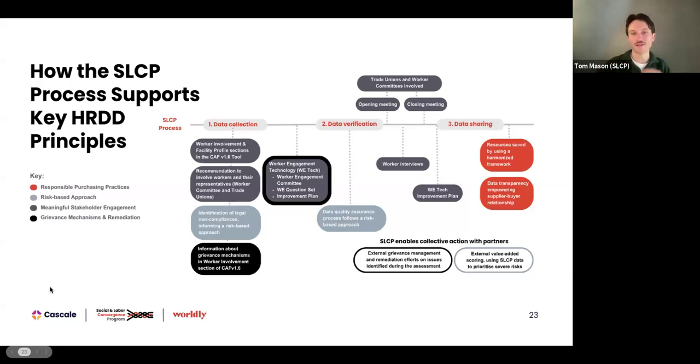And then in addition to this, there are other stakeholders that we work closely with, such as the Fairware Foundation, who offer external grievance management efforts on issues identified in assessments. And there's extensive offerings throughout the industry.